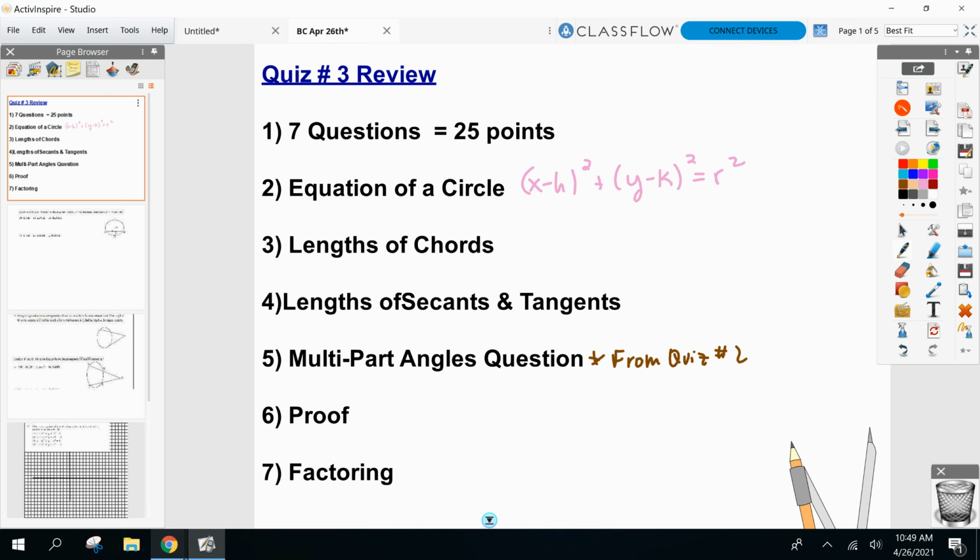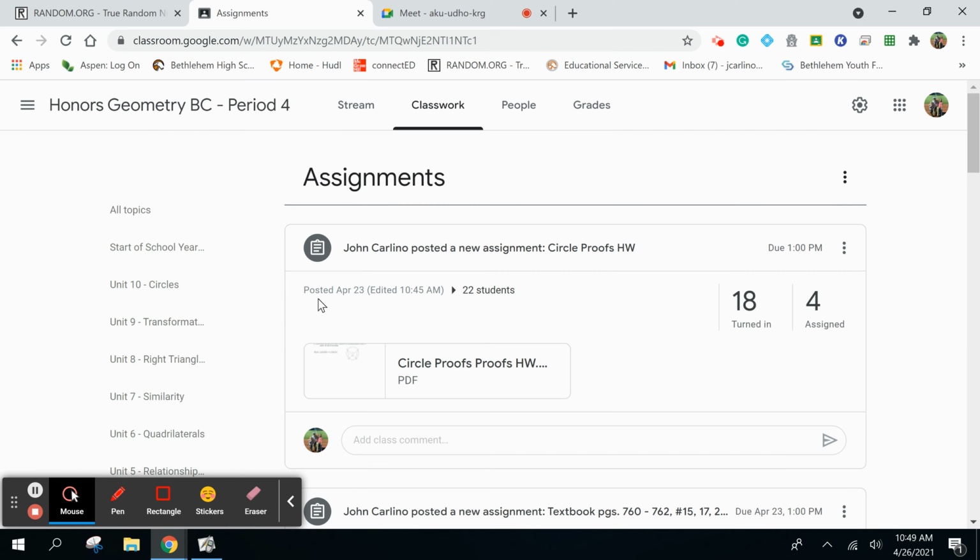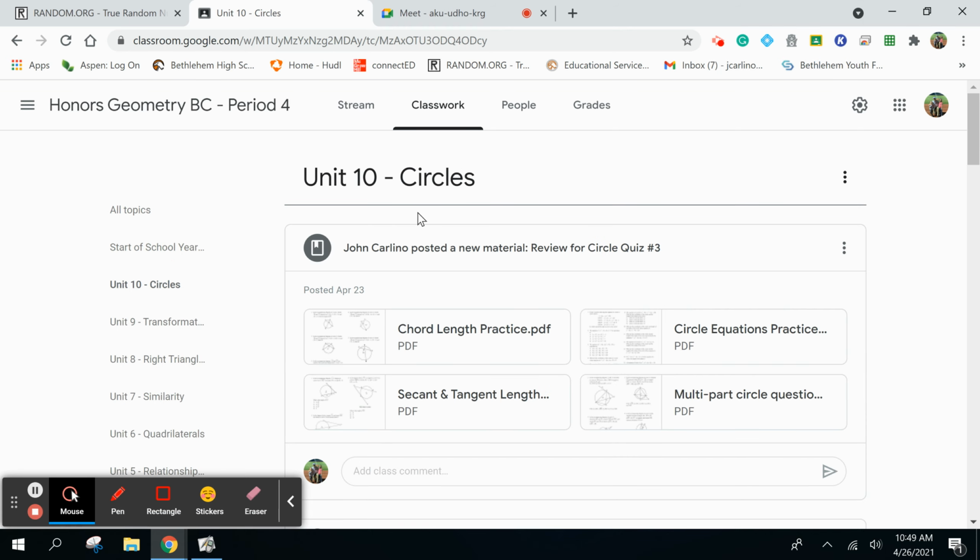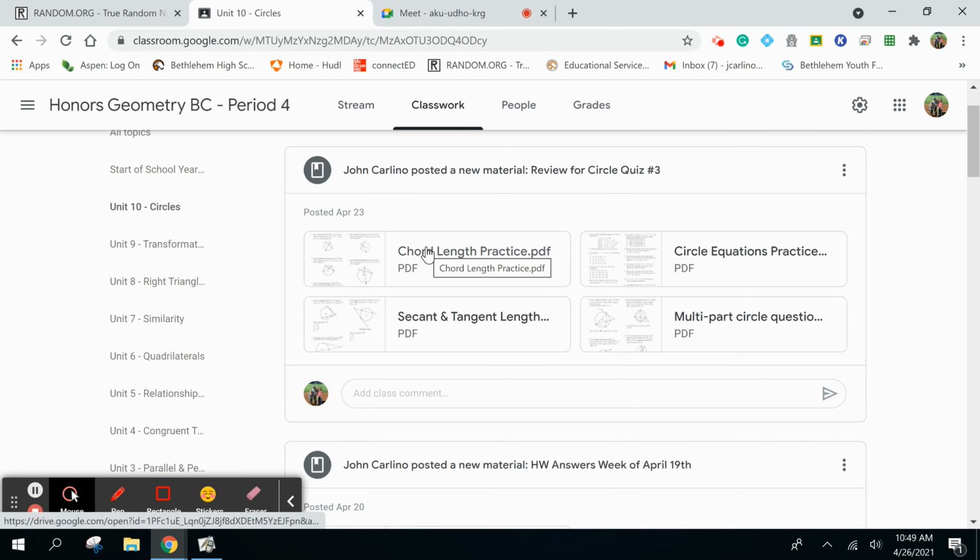All right, where can you study from? First, let me show you on Classroom. I put 4 worksheets on there for you. Under Unit 10, it says Review for Circle Quiz 3. You have practice for chords, practice for secants and tangents, circle equation practice, and the multi-part circle questions back up there. Again, the only thing I don't have for you is proofs. That's something you have to review from the 6 that we've already done. So that's up on Classroom for you if you choose to partake.